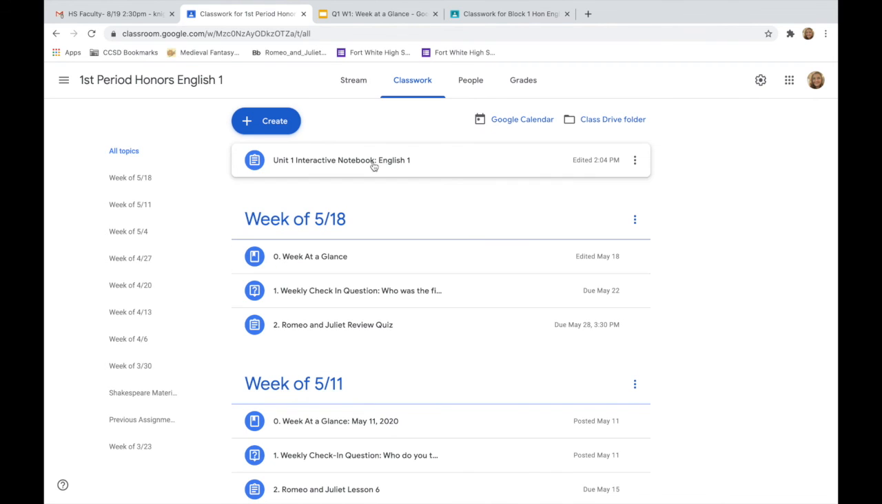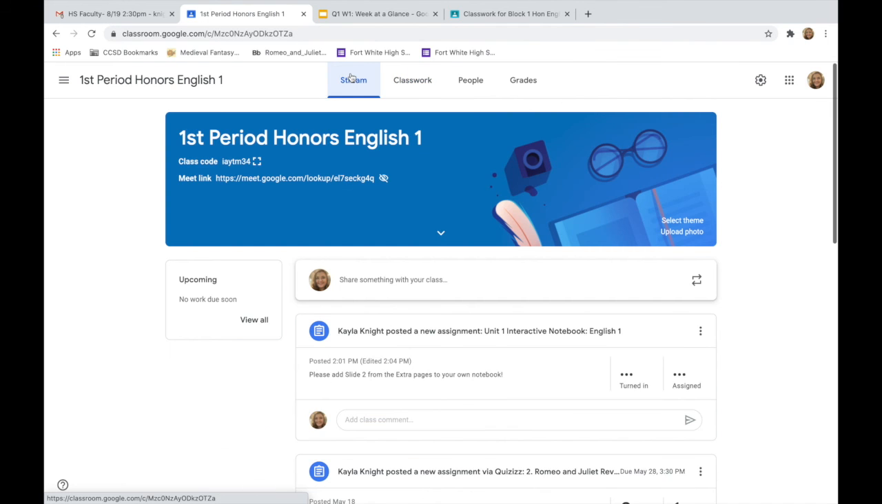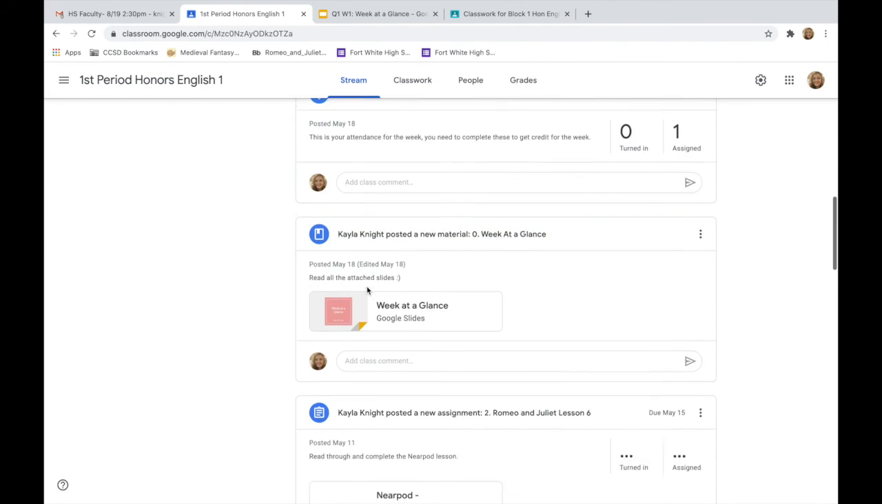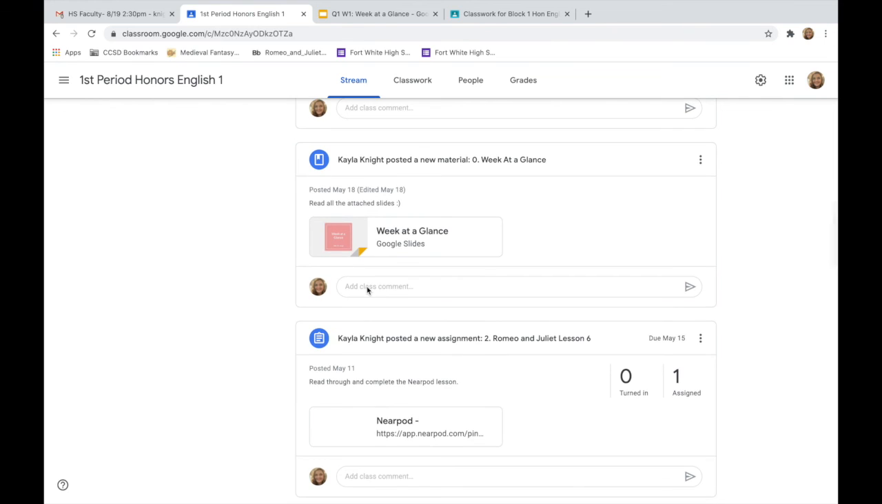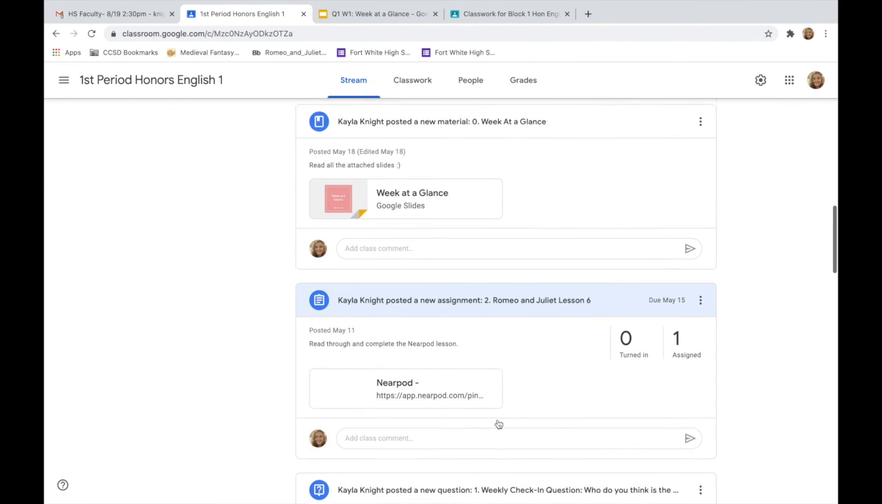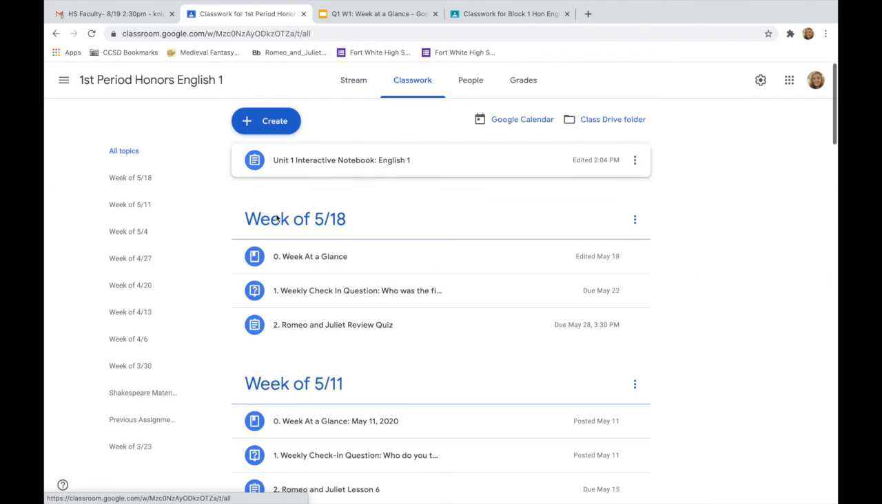And that's because if you are one of those people that prefer to look at it through the stream, you are going to see that it's posted all out of order. In classroom or in classwork, you can see what order that things need to go in. And this is just kind of to keep you guys straight.